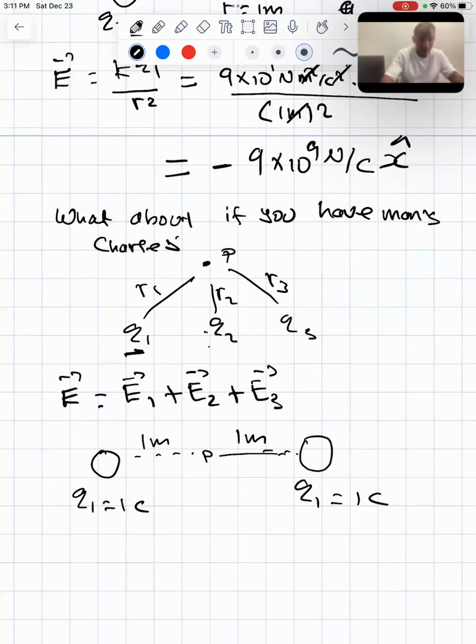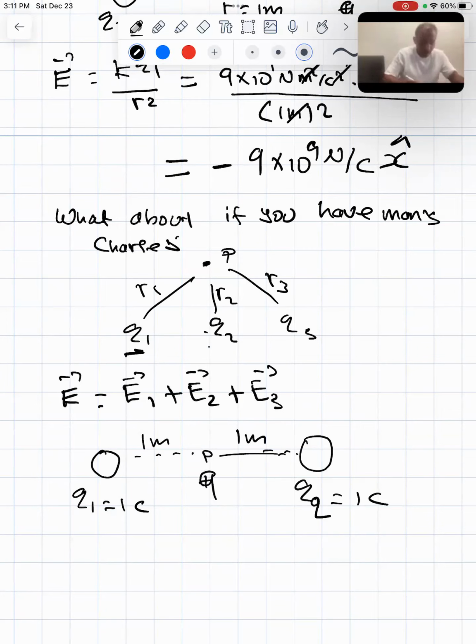First, be careful. You have to find the direction of the electric field, because I have two charges. Each charge creates an electric field at point P. So I have two electric fields, one from Q1, the other from Q2. To find the direction, use a positive test charge.